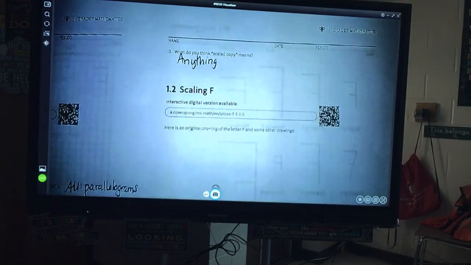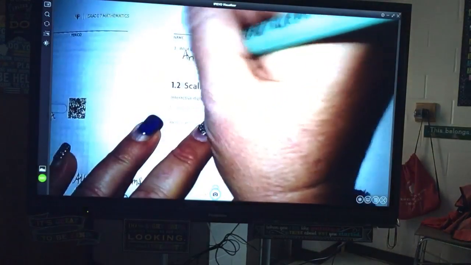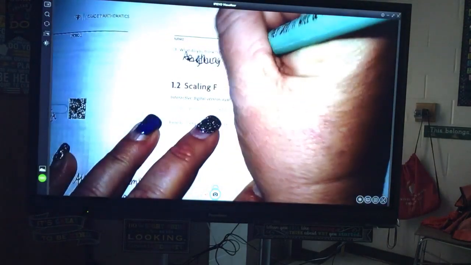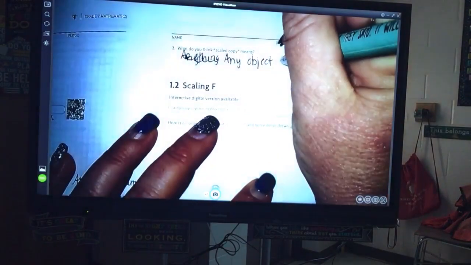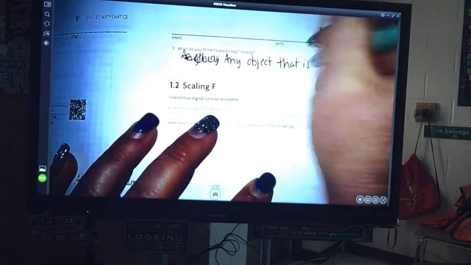So could we say that it's any object? Yeah. What do you think, Cooper? It's something that is pretty much the same, like an object that's the same as another object, just to a different scale. Okay, but we can't use the word scale in our definition. So let's change anything, I don't like anything, to any object. I'm going to take a little bit of what Christian said: that is bigger or smaller.